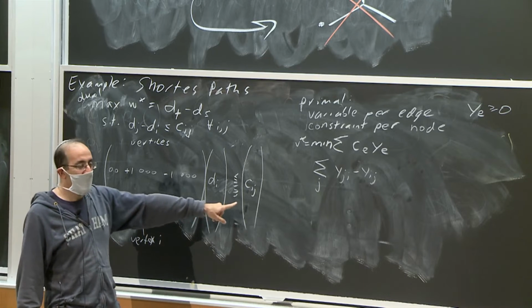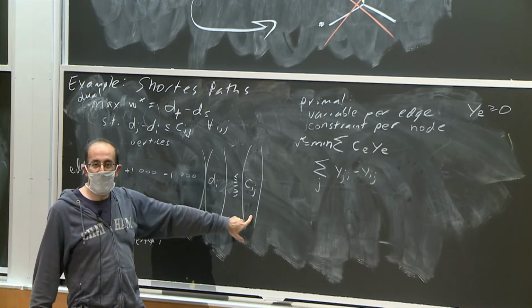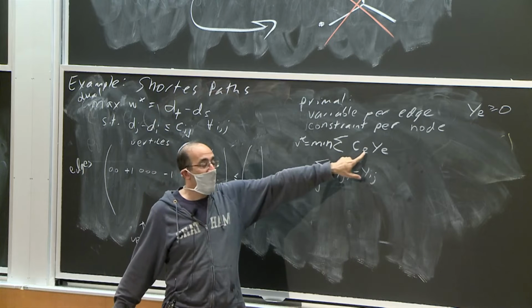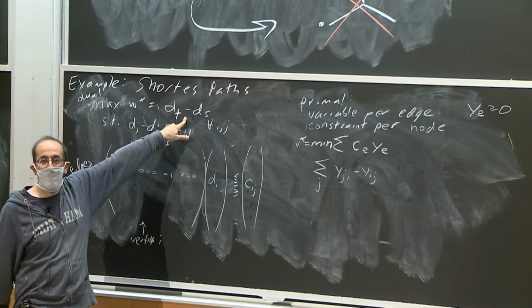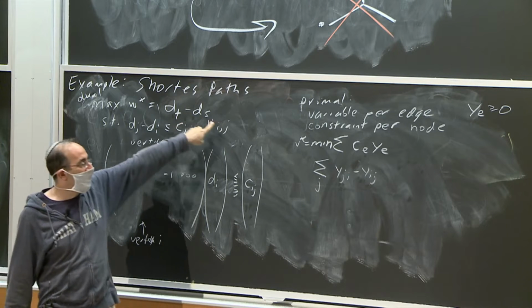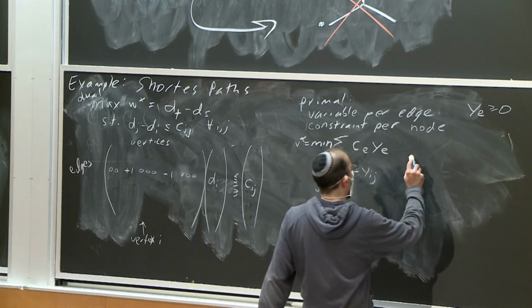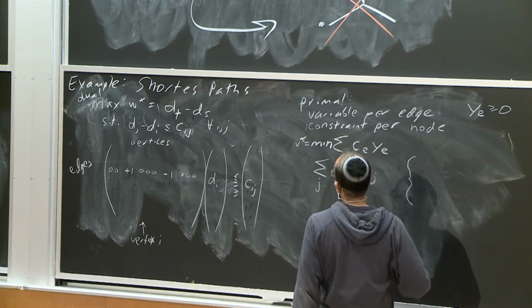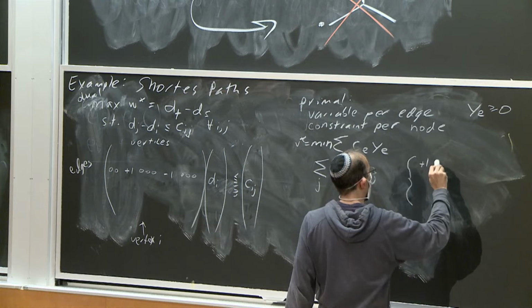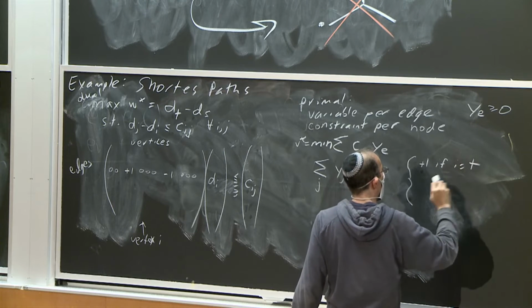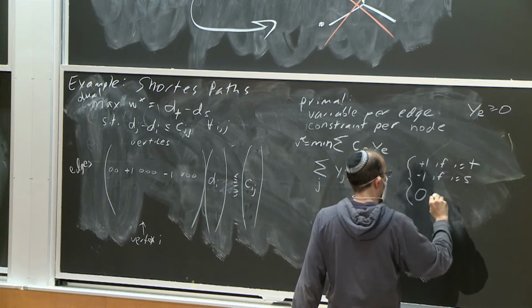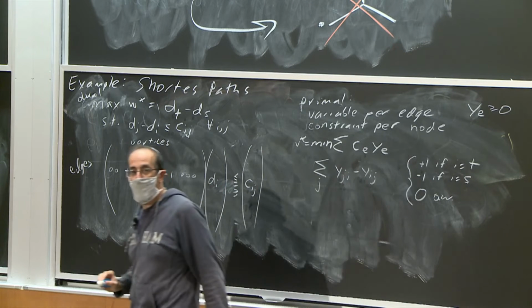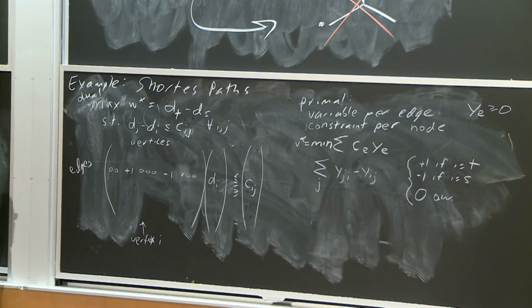Exactly. So just like we went from the bounds in the dual to the coefficients of the objective in the primal, we also go from the coefficients of the objective in the dual to the bounds in the primal. So what we're going to see over here is a +1 if I is equal to t, a -1 if I is equal to s, and 0 otherwise as our bounds. Yes? I just read that right off of the objective of the dual.